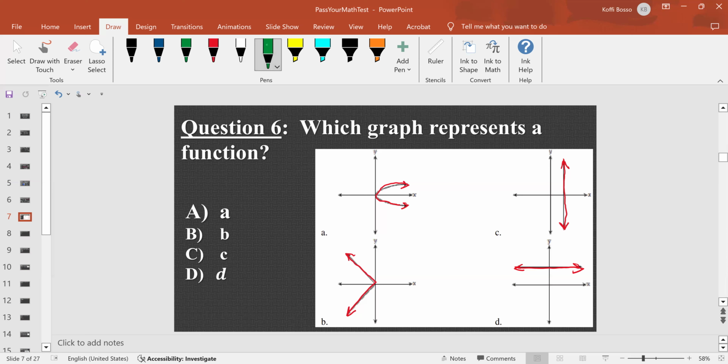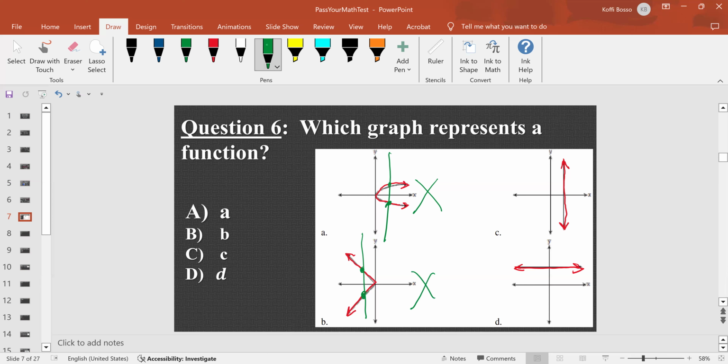For example, if I draw this vertical line, I see that the green vertical line I draw here crosses the red graph at more than 1 point. I have 1 point here and another point here. So this is not a function. Same thing here, it crosses at 2 points, so not a function.